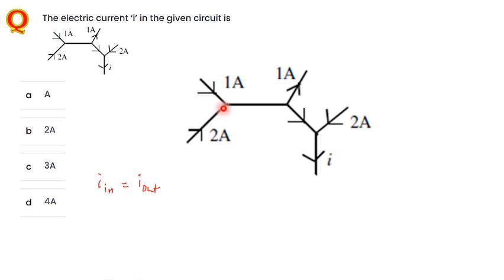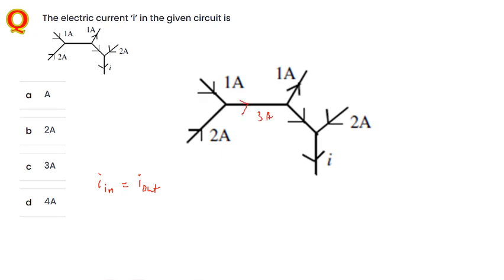2 plus 1, what you are getting here is 3. So the current entering inside here is I1 plus I2, that is 2 plus 1, which is 3. So 3 amperes of current are entering towards the junction, and exiting will be equal, that is 3 amperes of current exiting over here. So I just mentioned here, in this case, 3 ampere of current.